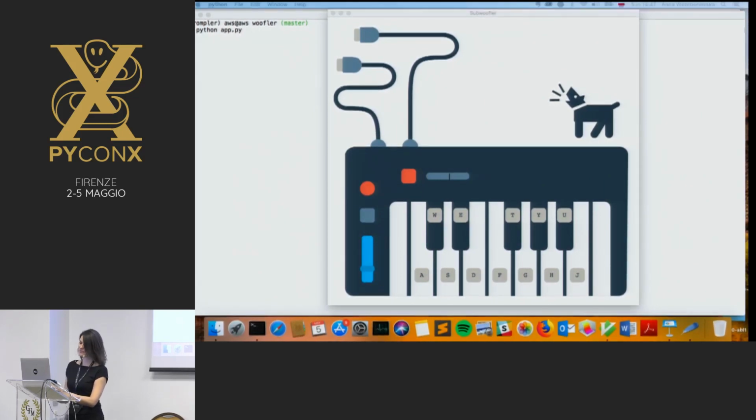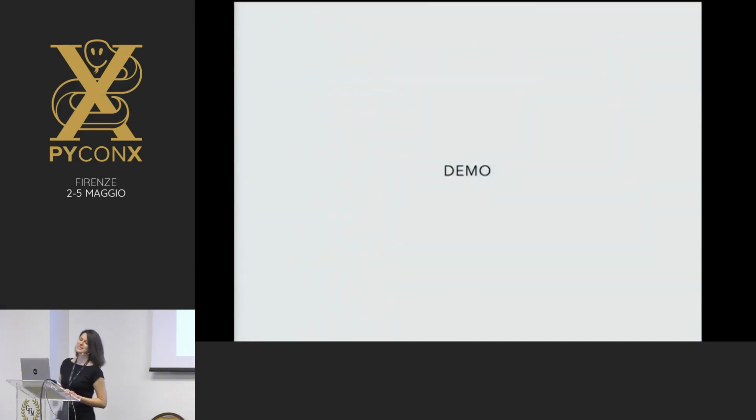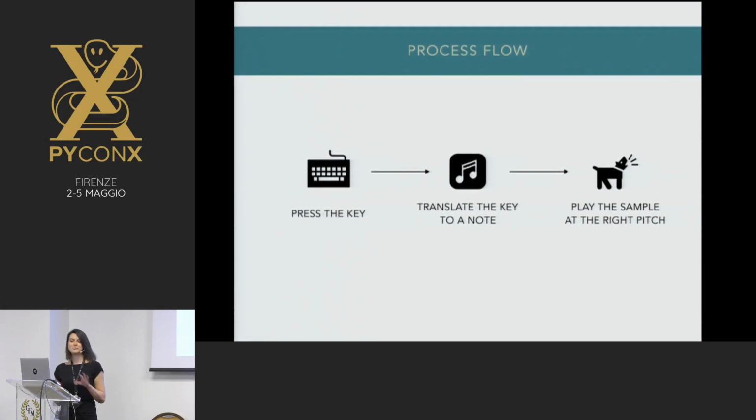Now let's see how it's made. Let's see what components it's made of. So this is a simplified, higher-level structure of the application, which shows the basic process flow. So what we do is we press the key, right? We need to figure out how this key, like A on a keyboard, translates to a musical note. Then think of ways in which we can actually make sure we play back our barking sound at the right pitch. So these are the three things we'll have to figure out how to do.